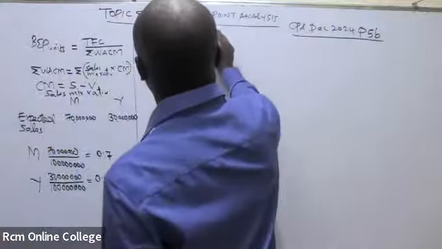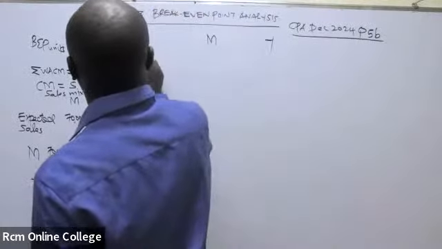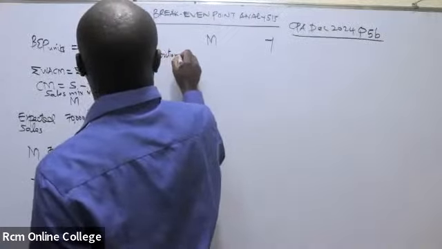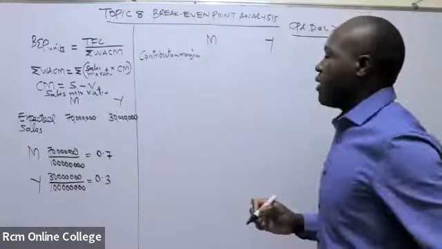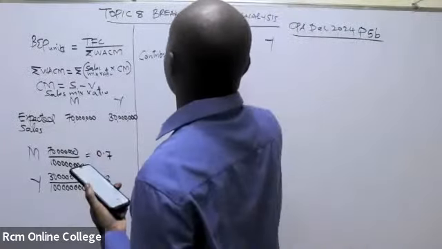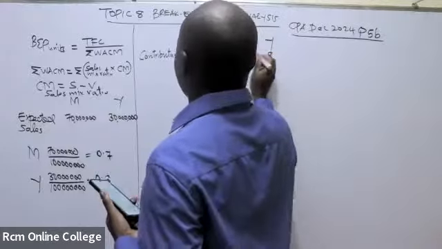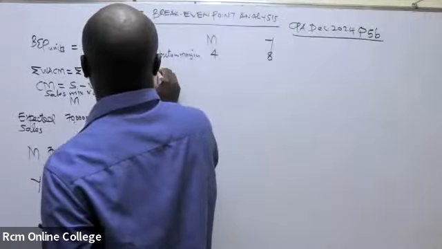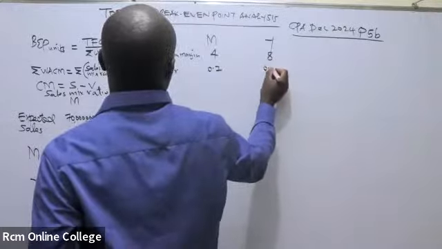So let's come to this part. We're talking about product M and product Y. So let's have contribution margin. Our contribution margin for product M, that is contribution per unit, is given as 4 shillings. For product Y, it is given as 8 shillings. Then, do we have the sales mix ratio? Yes, we have alpha. Sales mix, for M it is 0.7, for Y it is 0.3.